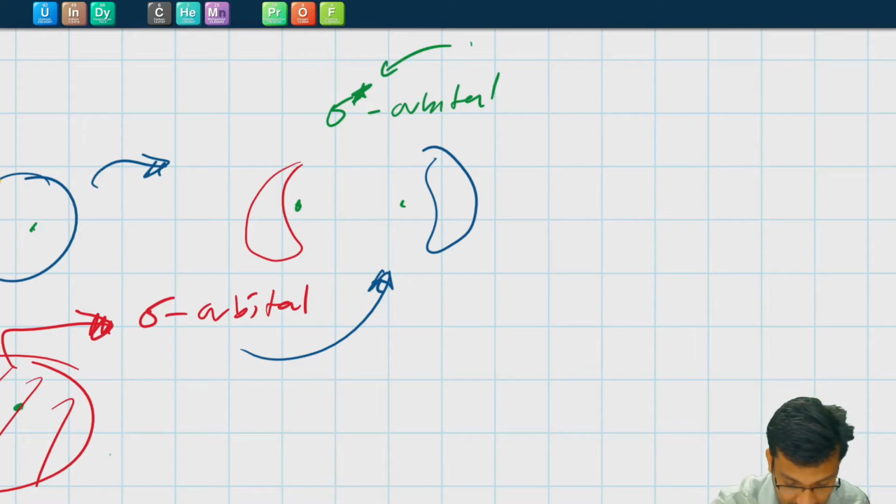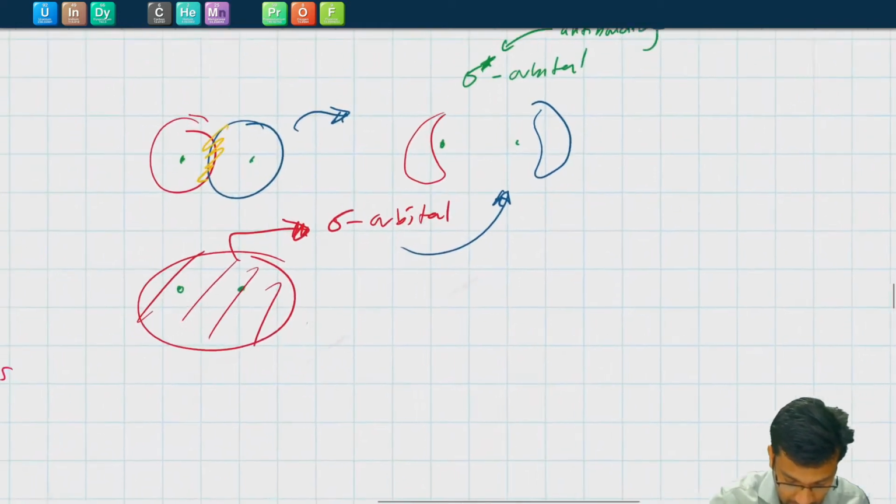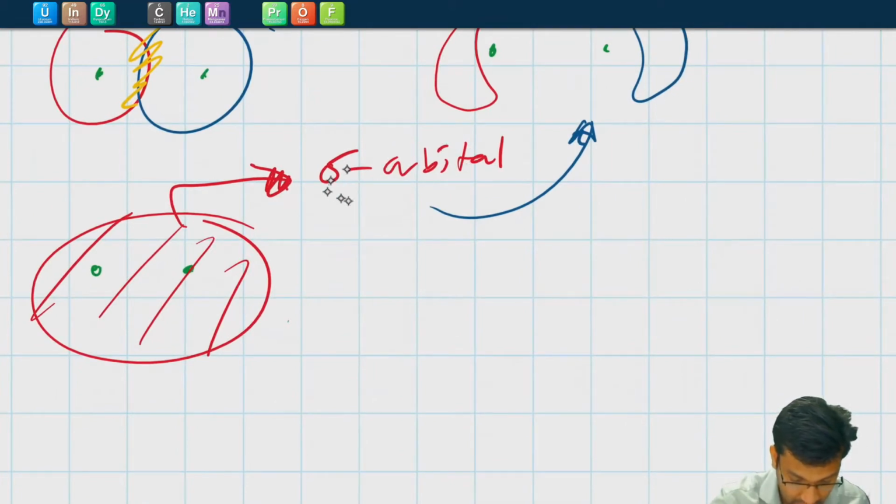This little star here means anti-bonding. Why do we call it anti-bonding? Well, look at this one. This is a sigma bonding orbital.